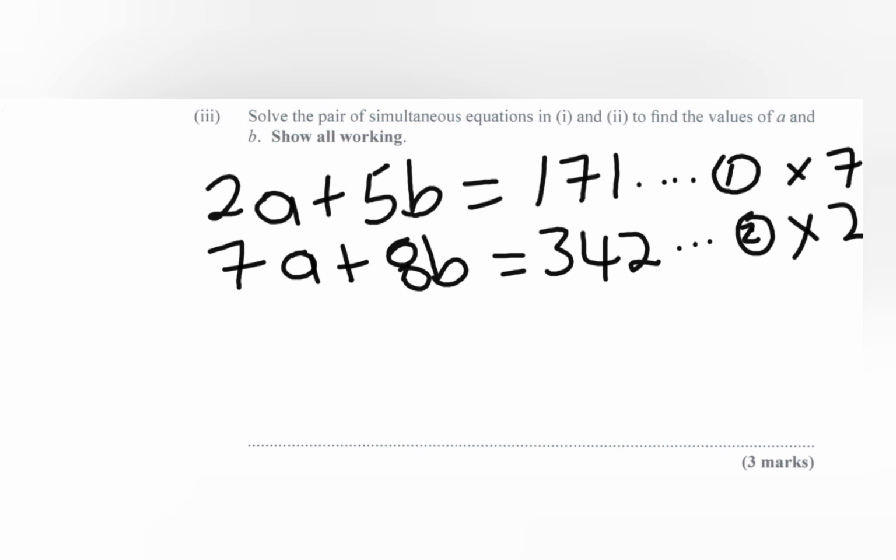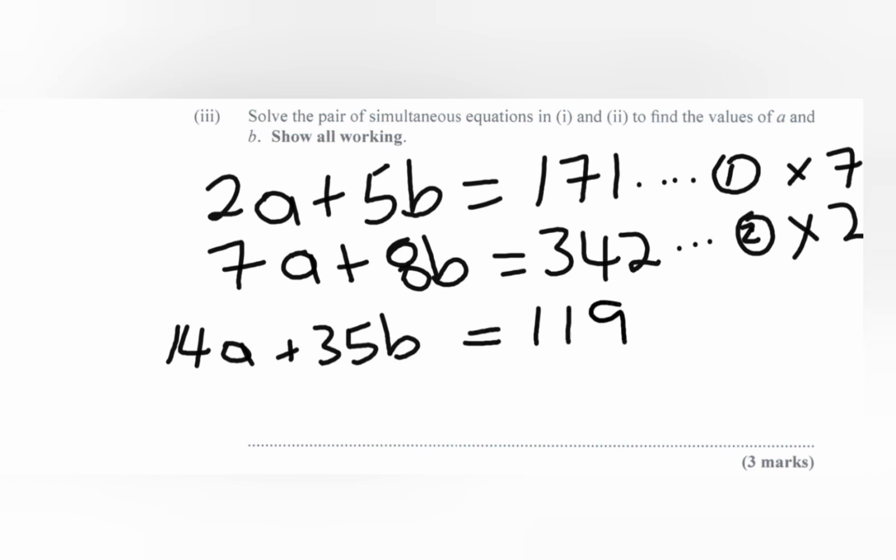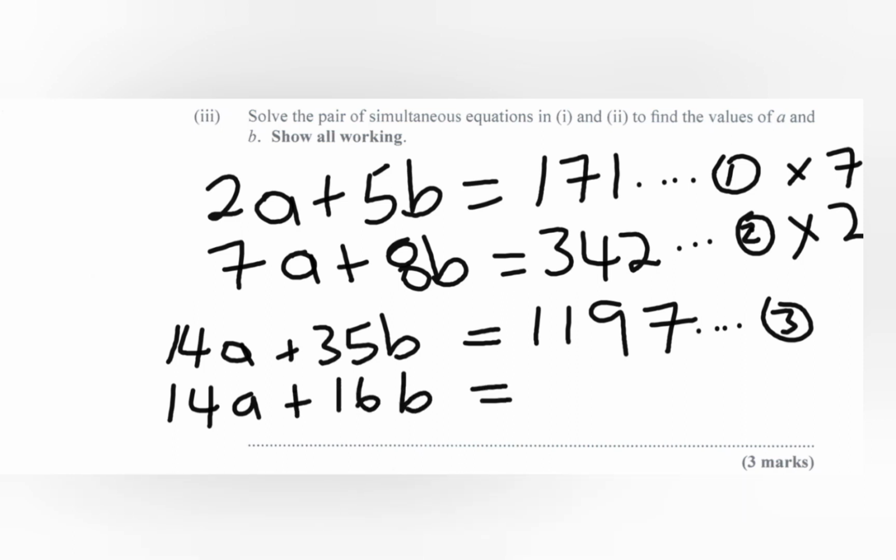So we're going to multiply 7 times 2a, which will give us 14a, and 7 times 5b will give us 35b, which will be equal to 7 times 171, which will give us 1197. And this will be now our equation 3. Let's use 2 to multiply the next equation. So 2 times 7a gives us 14a, and 2 times 8b gives us 16b, and 2 times 342 gives us 684, and that is our equation 4.